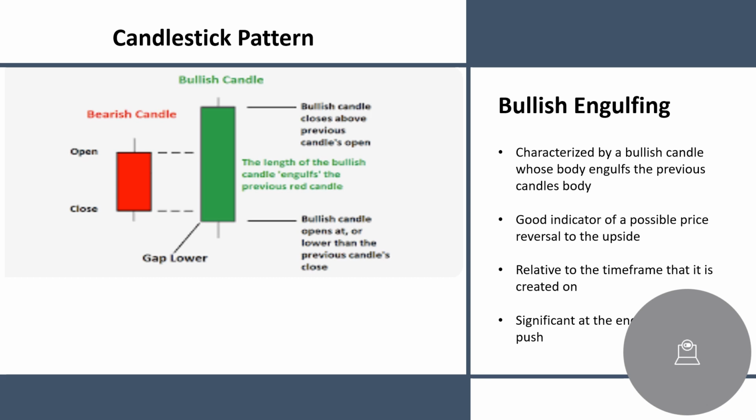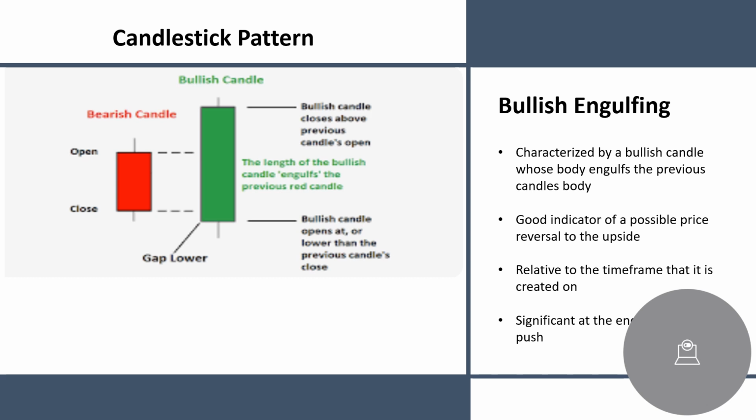This is an example of a common price action pattern. It's called a bullish engulfing pattern, and it's created by two different candles. A bullish engulfing pattern is characterized by a bullish candle whose body engulfs the previous candle's body. In this example, the green bar opens at the same level where the previous red bar closed, and moves up higher than the previous red bar, engulfing all of that work. It's a pure example of a bullish engulfing pattern.